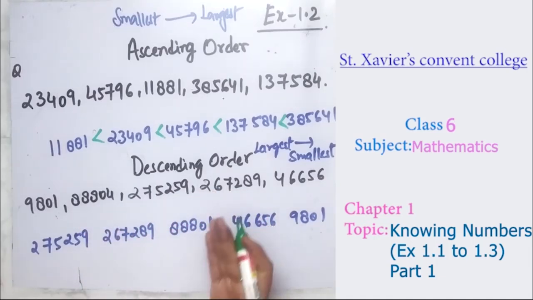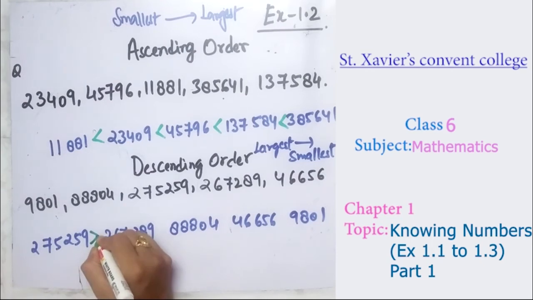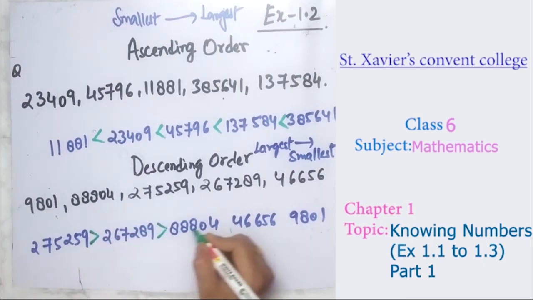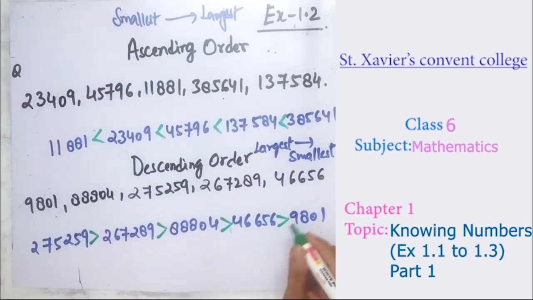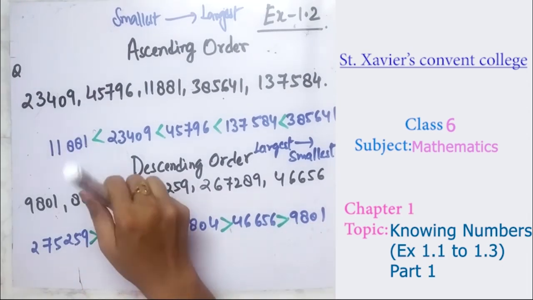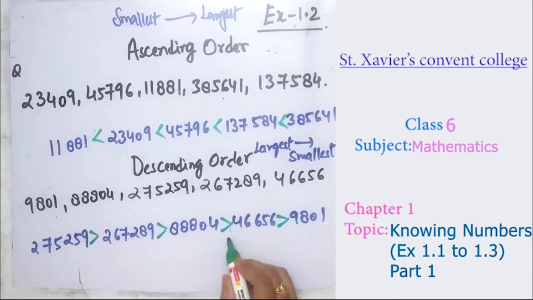You can see that every number is greater than the next, so you put the greater than sign, pointing towards the right hand side. In the ascending order, you put the sign pointing toward the left side. In the descending order, you put the sign pointing towards the right hand side. This is the way you write for the ascending and descending order.